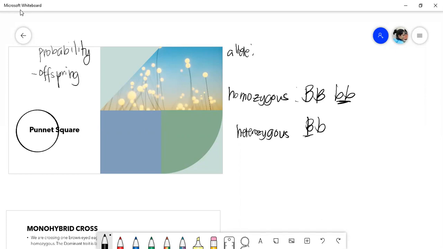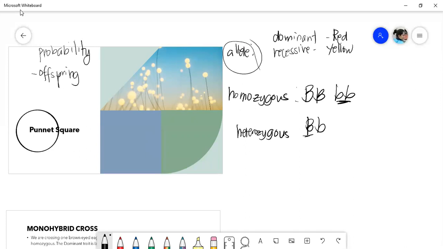Alright? So let's take an allele. Okay, let's take this one. The dominant trait is red. Okay, this is the color of the skin of a pea, for example. And then the recessive trait is yellow.